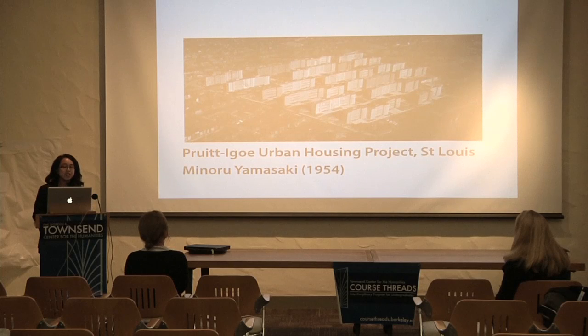So this is the Pruitt-Igoe Urban Housing Project in St. Louis, Missouri. It's designed by another celebrity architect, Mr. Yamasaki. It was designed in 1954. This architect also went on to design the previous World Trade Center and also a lot of other significant projects. So it was an urban housing project, and it was hailed as the start of a new era in terms of large-scale urban housing.